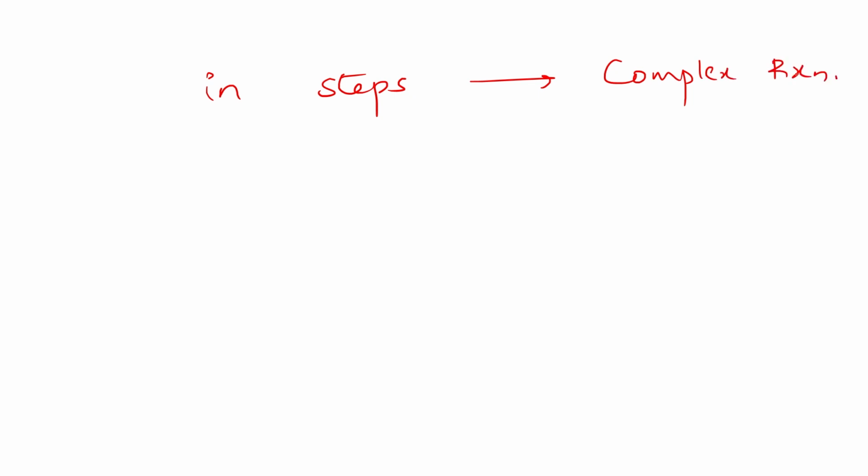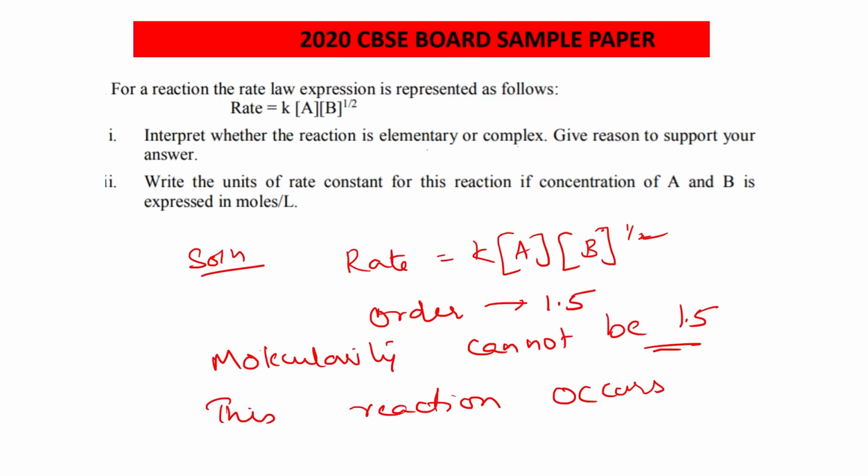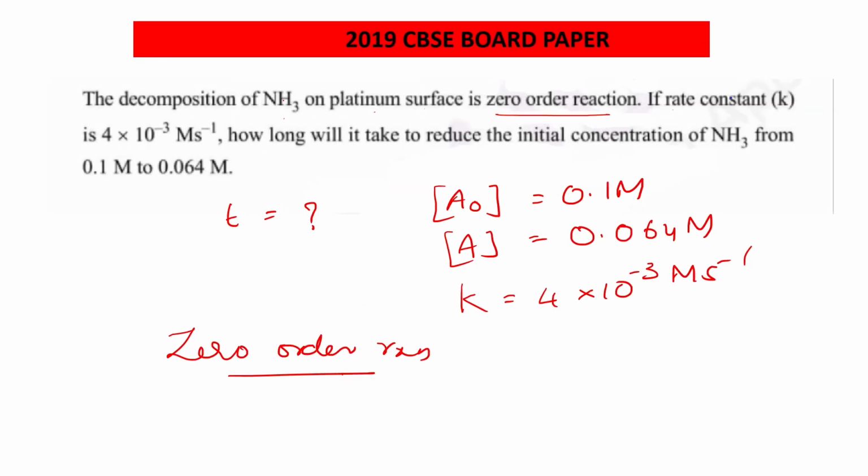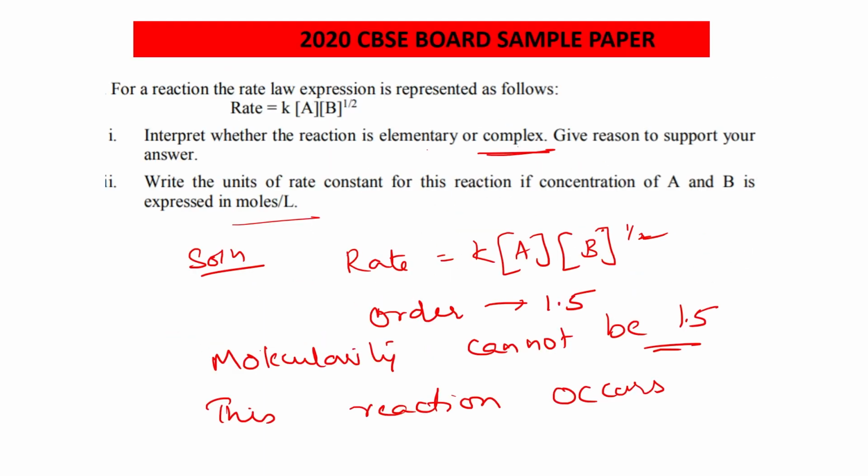Elementary reactions are those which occur in one step. Complex reactions are those which occur step by step. So from this concept, we have seen the order and we understand that the reaction is complex in nature. Why? Because molecularity can never be decimals. Next, write the units of rate constant for this reaction if the concentration of A and B are expressed in moles.